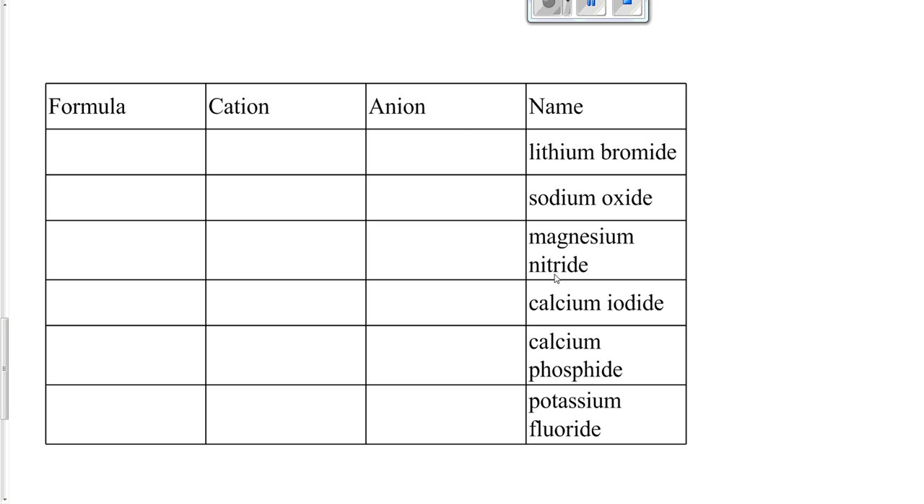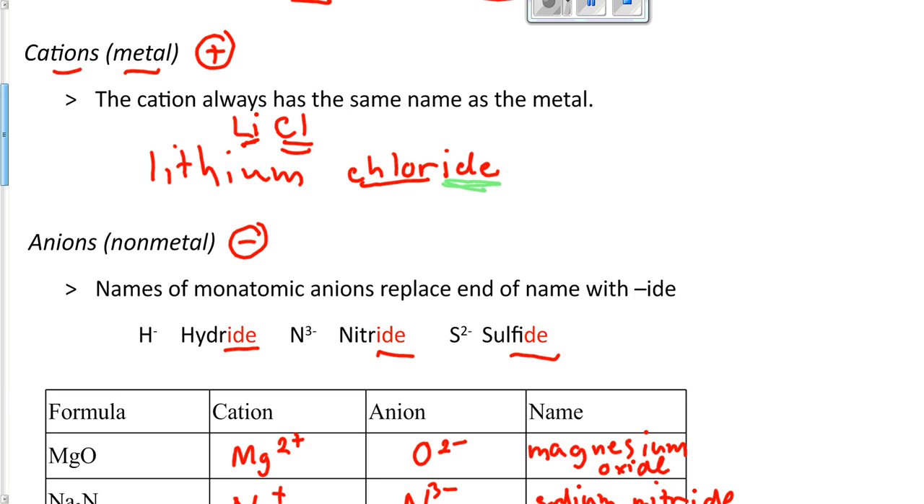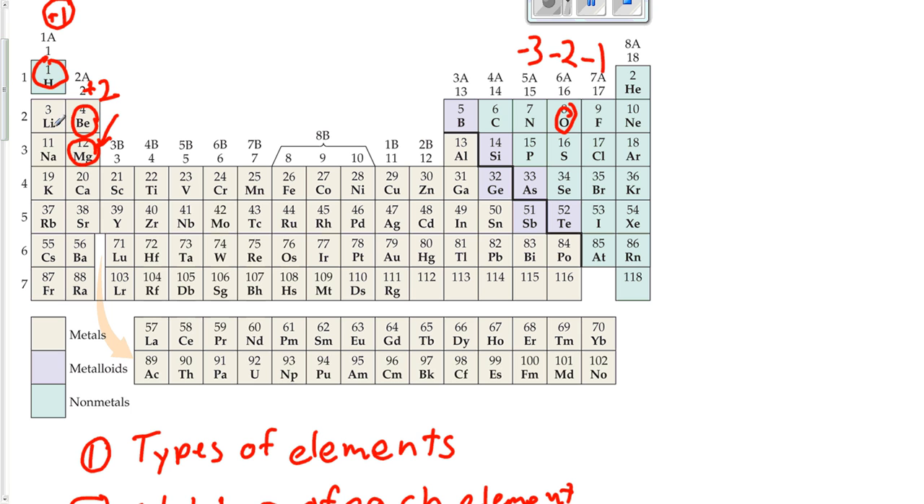Now, in this example here, you're going to see that we're now trying to work backwards. We're trying to go from the name to the formula. And remember, a good name is going to tell us the number and types of elements. So in this case, we've got lithium bromide. Let's go back up to our periodic table here real quick. Lithium is in the alkali metals, and bromide is over here, and it is a halogen.